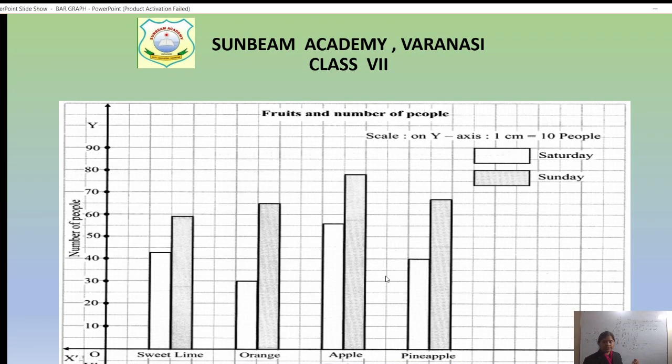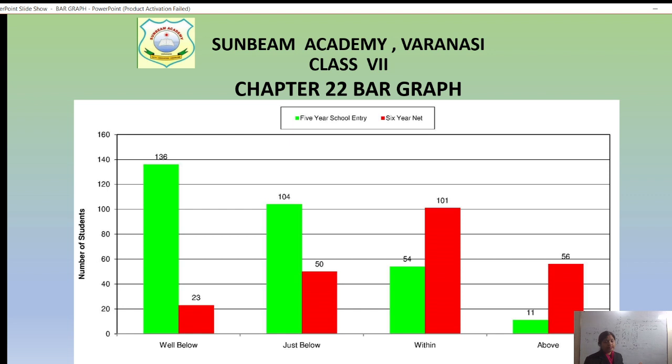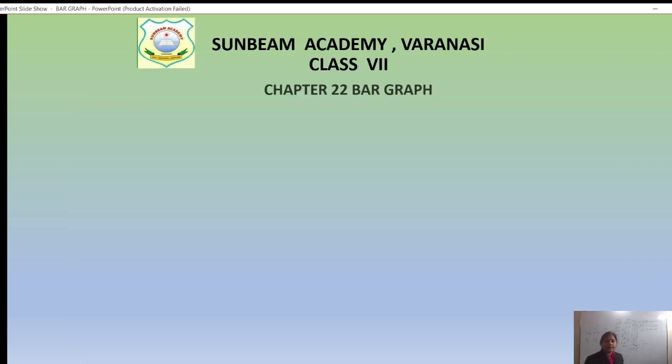Now next children, see this is also a bar graph. It is through colors. You can also use colors. One is green color and one is red color, and they have specified also green color is 5-year school entry and red color is for 6-year school entry. Okay, so number of students who get admitted is this much. ऐसे इन्होंने इसको कैटेगराइज किया. They have used the colors for comparing.